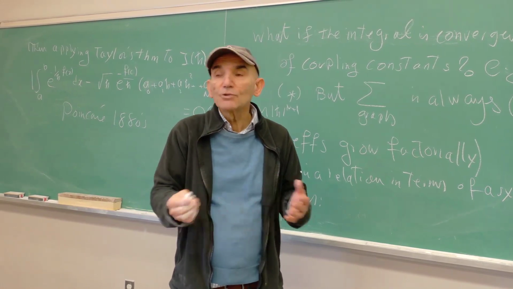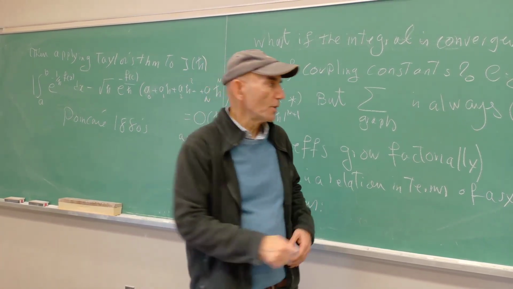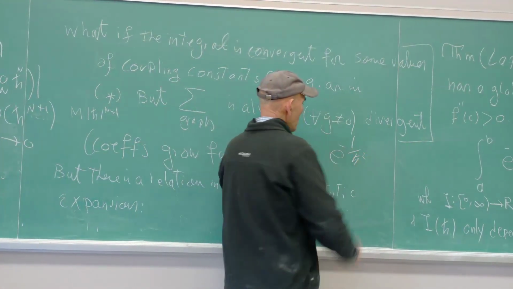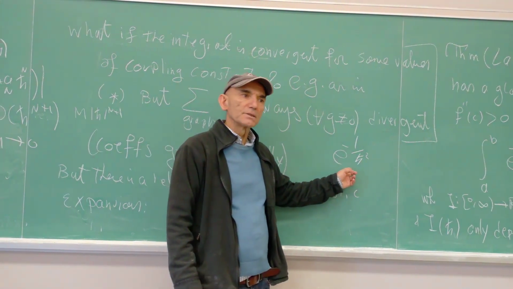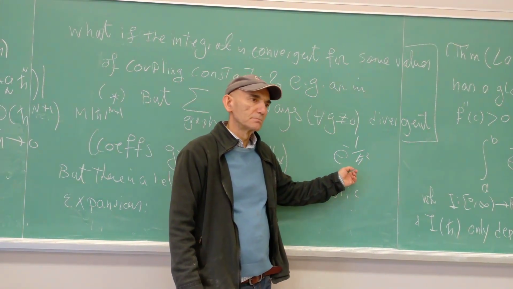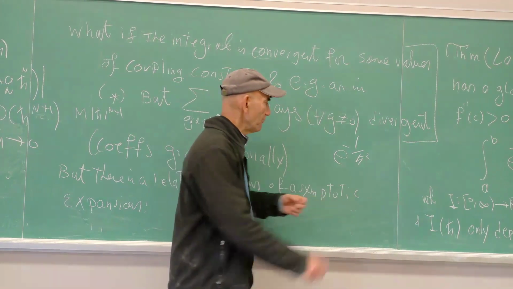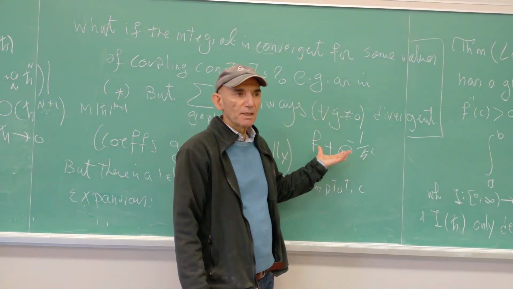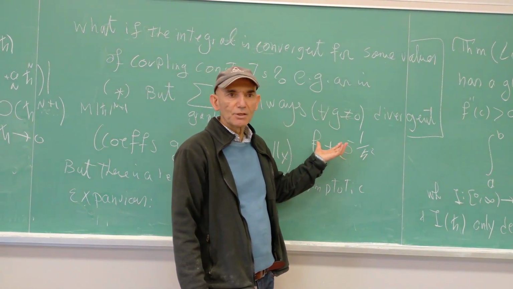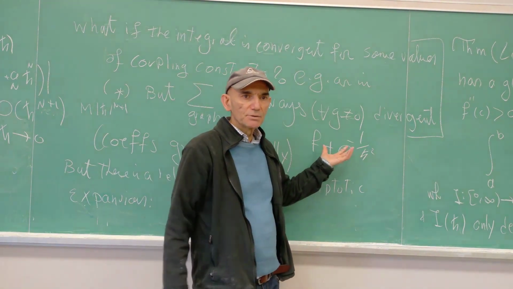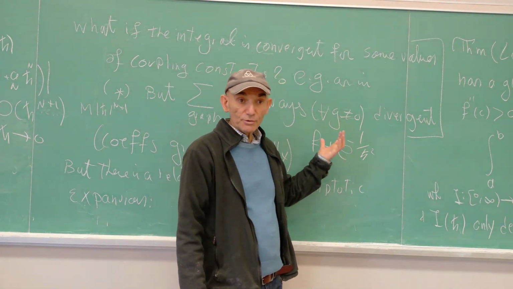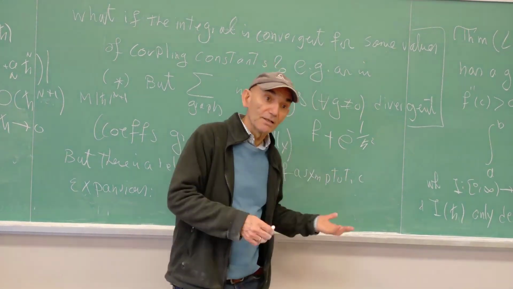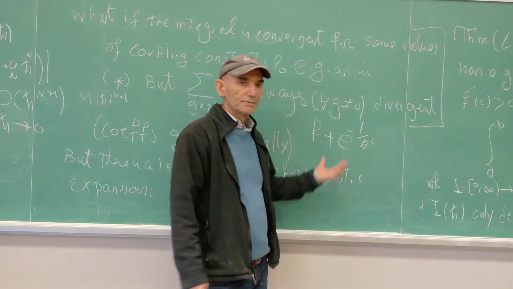Because it's not unique. If you add some term like e to the minus 1 over h squared, this guy has all its derivatives 0 at 0. So if you add it to some function f, they have the same asymptotic expansions. So you cannot go back from asymptotic expansion to the function. But from a Taylor series, if it is convergent, you can, right? Because a Taylor series is really the value of the function, but this is not.